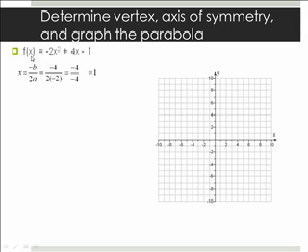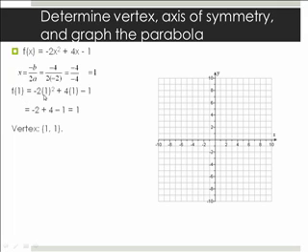To get the y value for the vertex, substitute 1 into the function, and you get f of 1 equals negative 2 times 1 squared plus 4 times 1 minus 1. Do the exponent before you do the multiplication. You get negative 2 times 1 gives you negative 2, plus 4 times 1 is 4, minus 1. Negative 2 plus 4 is 2. 2 take away 1 is 1. So the vertex is at the point 1, 1.